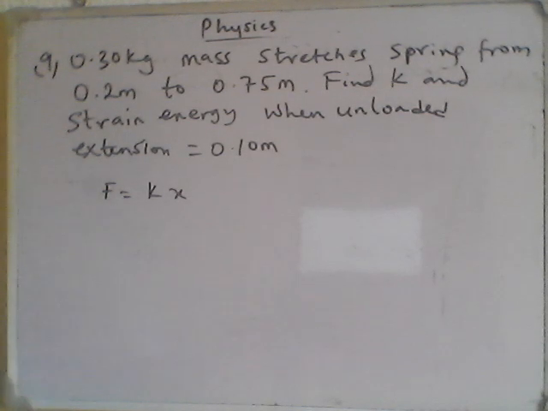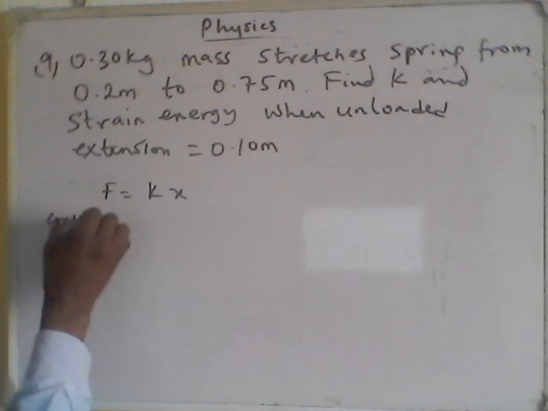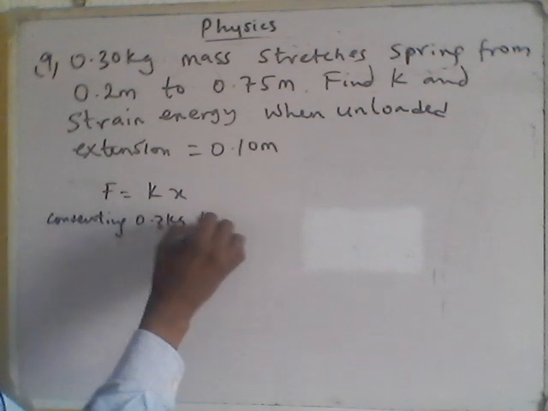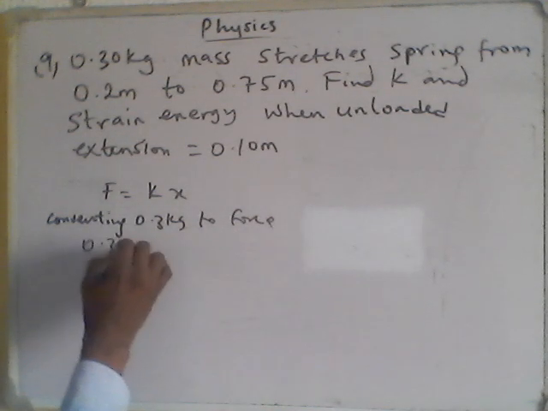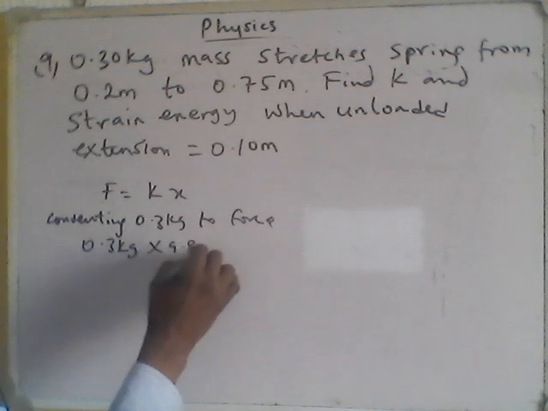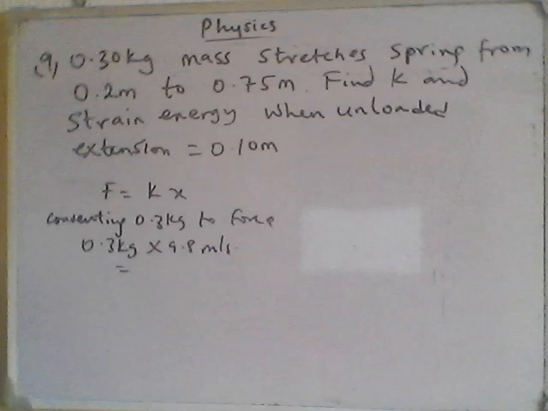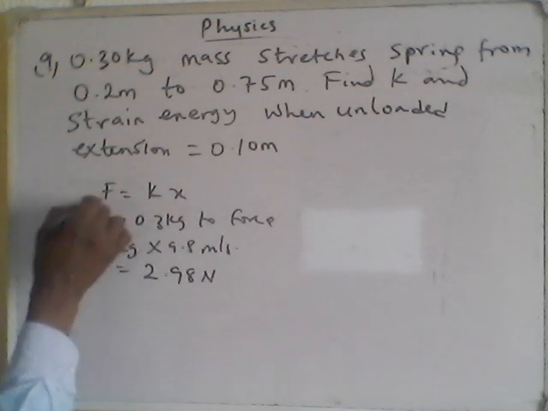We're going to be converting this 0.30 kg to force. Converting 0.3 kg to force, we multiply 0.3 kg times 9.8 meters per second squared. Why? Because this is gravity. Understand? So the force we're going to be getting when we do the conversion, after calculation, is 2.98 Newton. So we've gotten this component.